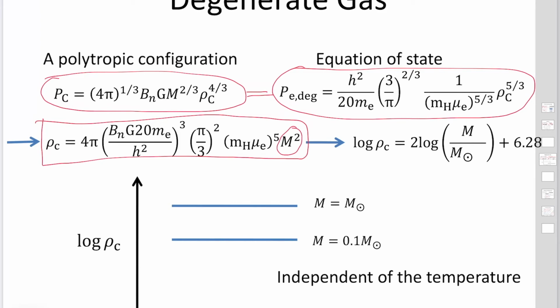So if you take the log of both sides, log rho sub c, the central density, is a function of the mass of the star. If you increase the mass of the star, this value becomes increasing. So the central density is increasing like this.